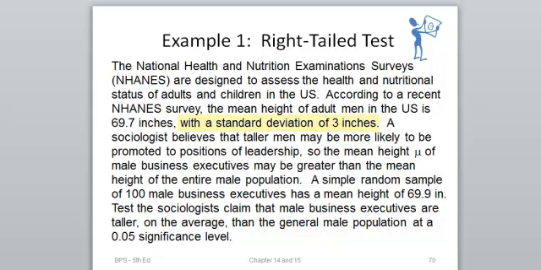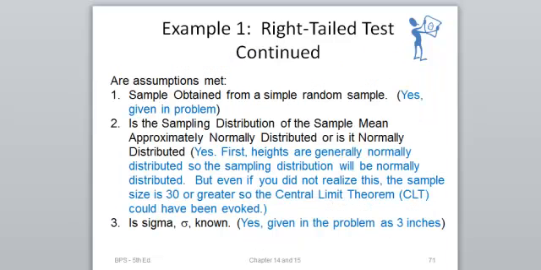And the third condition is met with the standard deviation of 3 inches. We'll assume that that is the population standard deviation because we were given the population height. So all 3 conditions are met, and now we're ready to begin our hypothesis test. This slide shows that all the 3 conditions are met.